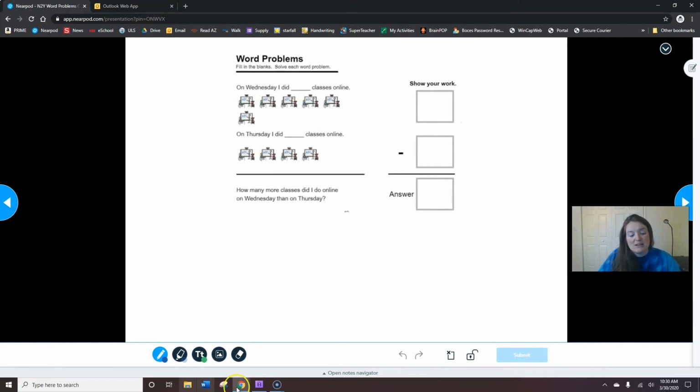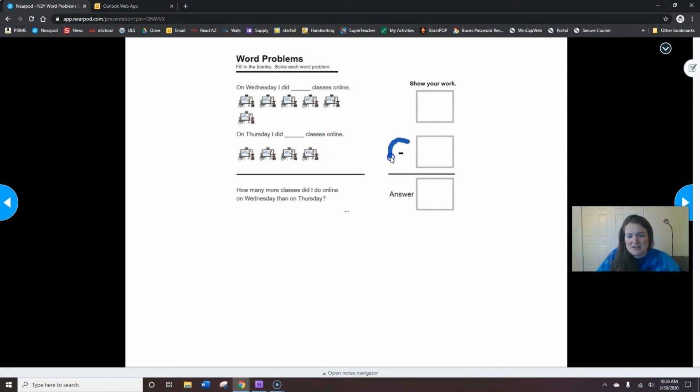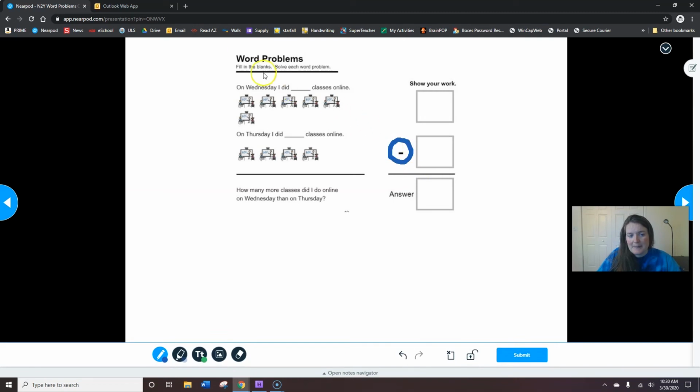We always have 1 addition and 1 subtraction problem. So we already did our addition. Here's our subtraction problem. Okay. Fill in the blanks, solve each word problem. On Wednesday, I did blank classes online. You're doing your classes online too, right now, and I'm really proud of you. So on Wednesday, I did blank classes online.